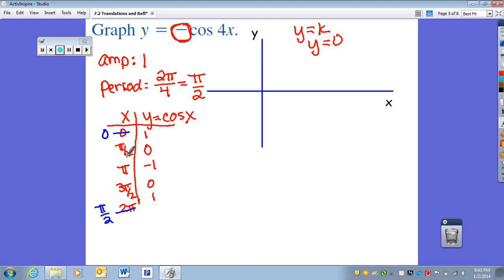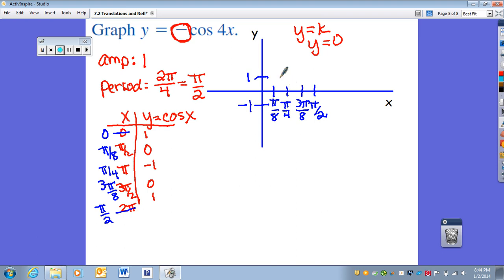So when we divide them by 4, we have pi over 8, pi over 4, and 3 pi over 8. Okay, so we'll put those on our graph. So we have 0, and then we have pi over 8, pi over 4, 3 pi over 8, and pi over 2. And we have positive 1, and we have negative 1.